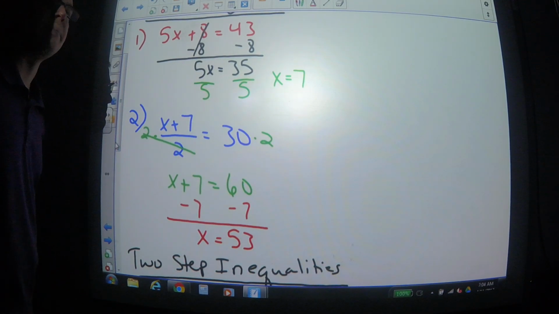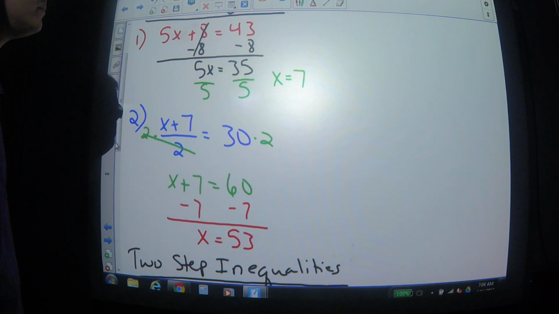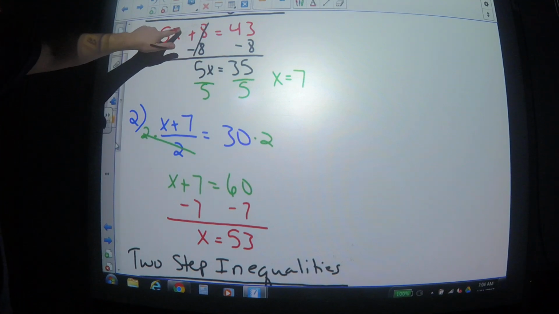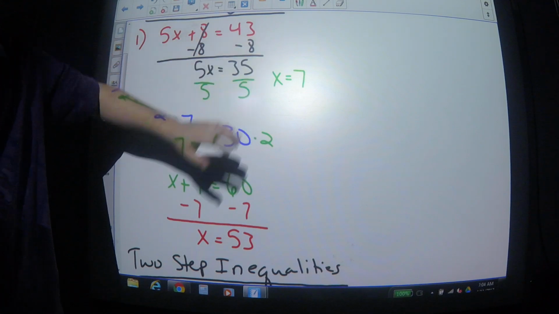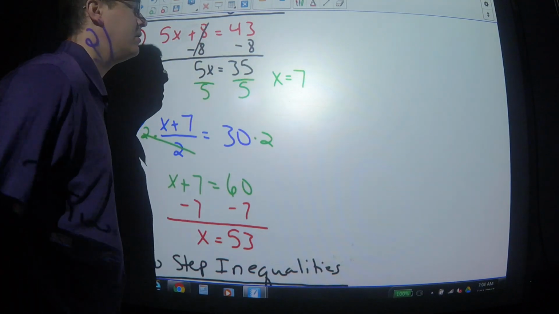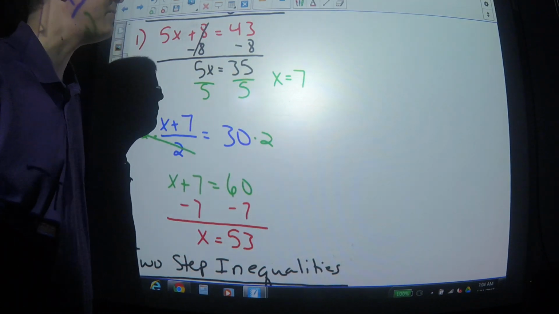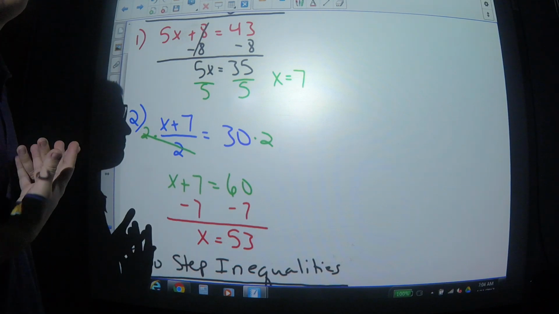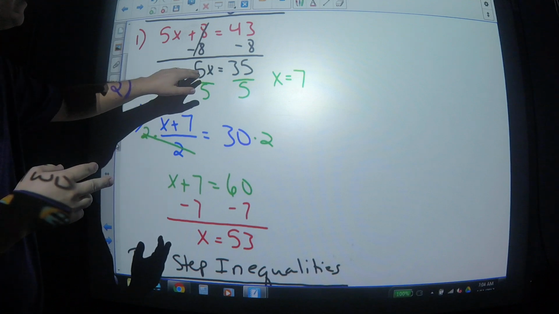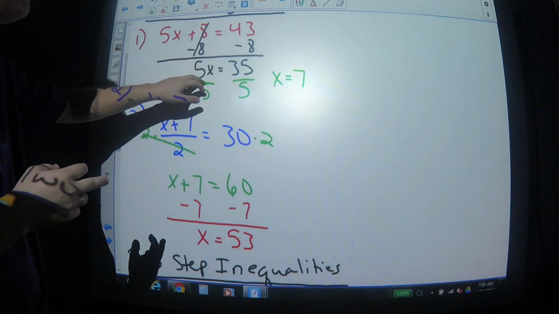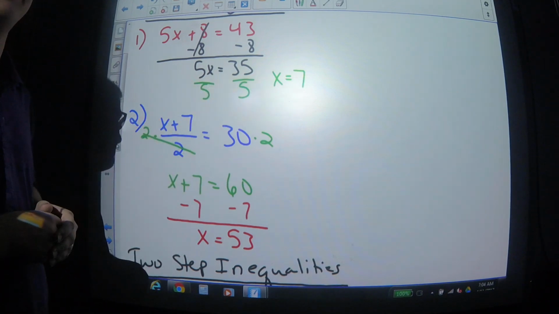So looking at a two-step equation, you've got 5x plus 8 is equal to 43. All right? So I need to isolate this 5x all by itself. So I need to move this 8 over to the other side. So I'm going to subtract 8. So now I have 5x is equal to 43 minus 8, which is 35. So now that I have the 5x all by itself, I want to get x completely by itself. Since this is 5 times x, I need to divide by 5. So now I get x is equal to 7.